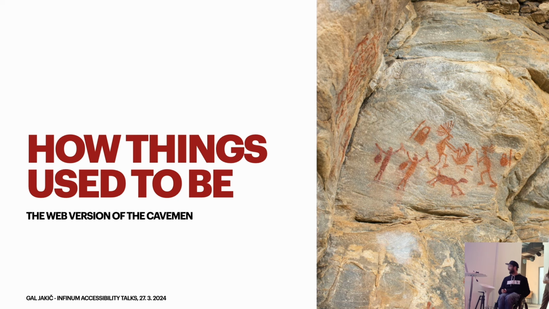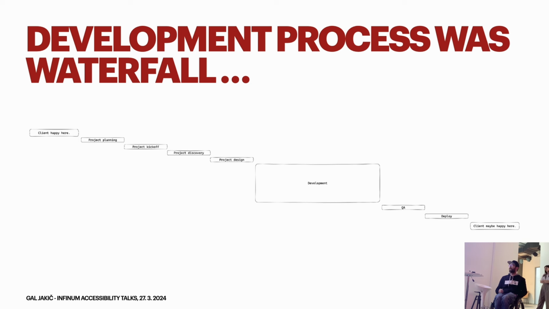So, in order for us to have a good overview of what we're trying to do today, accessibility on the web and in web development, we have to look at how things used to be. So, the web version of the caveman. Development process was waterfall. You start right here with a happy client, and you go across planning, project kickoff, project discovery, project design. There's a huge chunk in development, QA, deploy, and maybe the client's still happy here. Usually not the case, but we try, right?